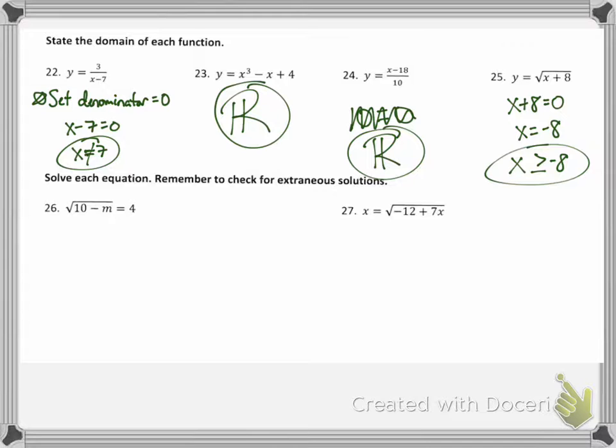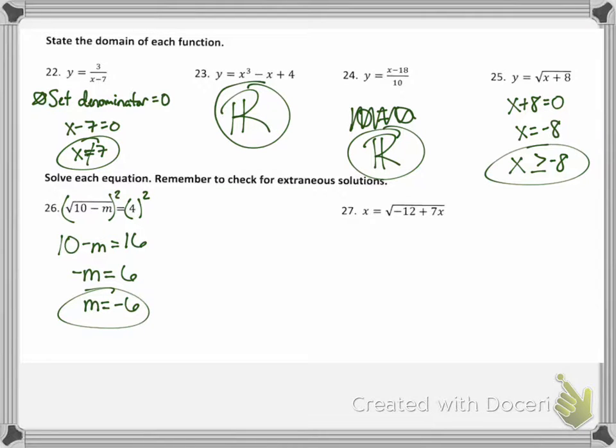So let's talk about 26. You've got the square root of 10 minus m equals 4. Well, we've got to get the m by itself. So it's underneath a square root. The way to get rid of a square root, square each side. So if I have a square root of a square, that cancels. I'm left with 10 minus m equals 4 squared, which is 16. We're going to subtract 10 from each side, which will give me negative m equals 6. Divide by negative 1. That'll get the m by itself, and that'll get me negative 6 as an answer for m. That answer will work. It's not extraneous. It's all good to go.